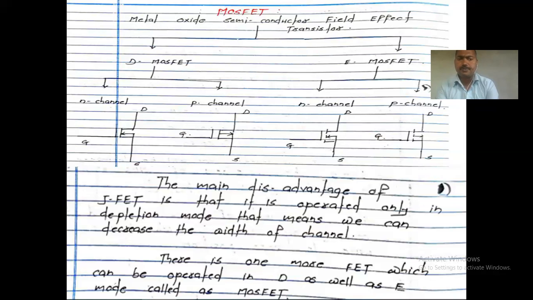Now see, D type MOSFET has two types, N channel and P channel. N channel indicates that it has the largest number of electrons. P channel indicates that it has the largest number of holes. Another way, E MOSFET also has two types. One is N channel, the other is P channel, right? So N channel indicates that it has the largest number of electrons. P channel indicates that there should be the largest number of holes. See, below is the symbol of the particular configuration. In case of D MOSFET, there are two types, N channel and P channel.